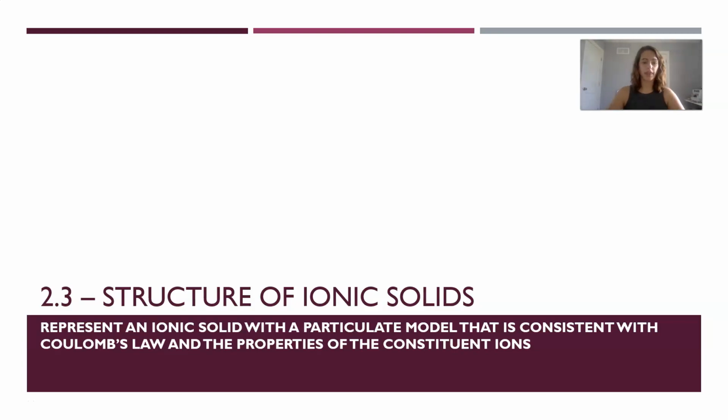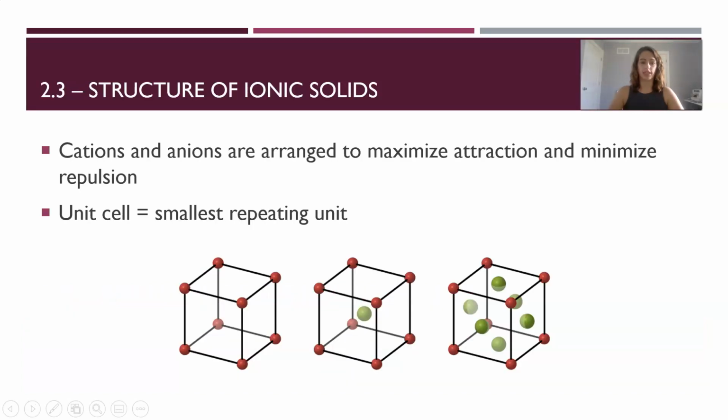So topic 2.3 is the structure of ionic solids, and the objective for this topic is to represent an ionic solid with a particulate model that is consistent with Coulomb's law and the properties of the constituent ions. So we're talking about how to draw a particle diagram of an ionic solid for this particular topic. So the first thing is we need to think about how they are arranged.